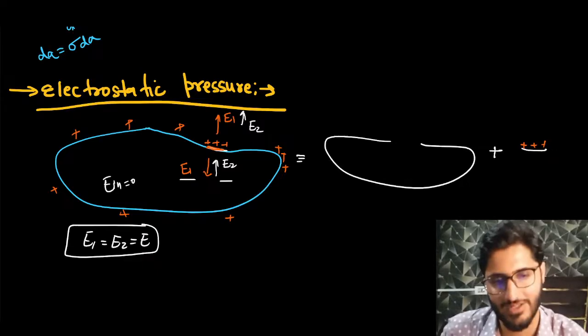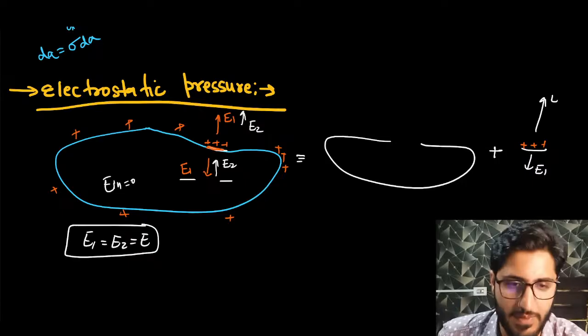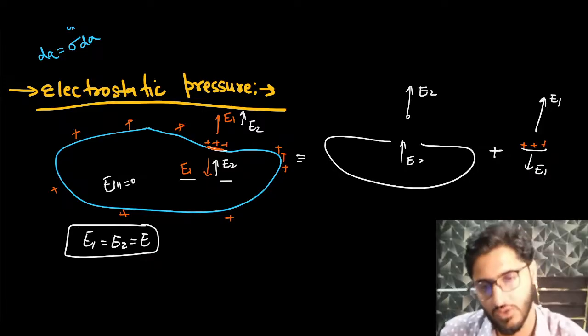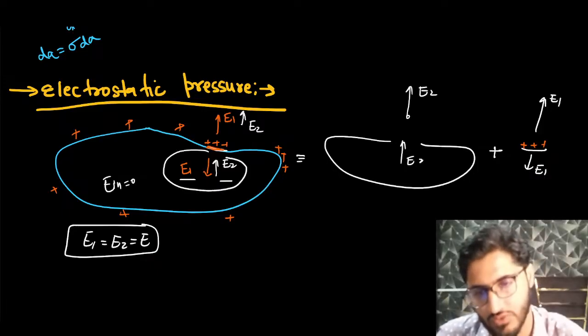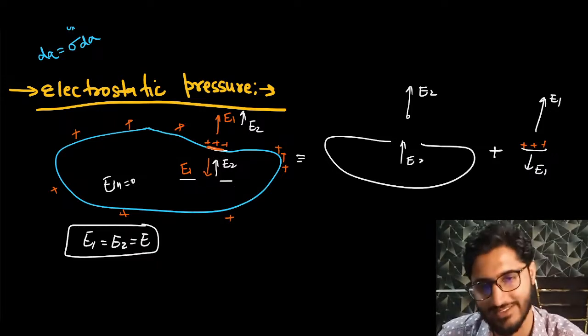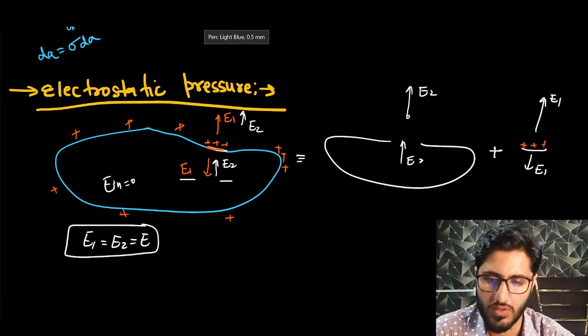Then due to this one, electric field will be E1 here, and here it is E1. Due to this one, electric field will be E2 here, and here it is E2. If we add these two, it will be 0, and this condition is satisfied.